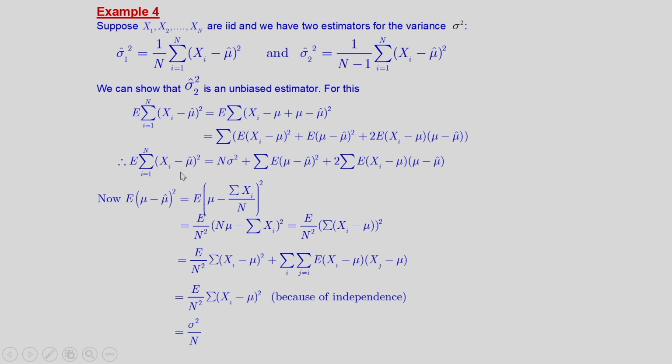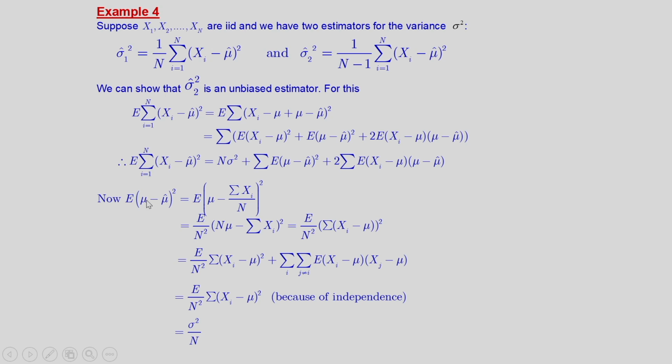So we can write this expectation is equal to, first term will be n sigma square, second term will be summation of this quantity E of (mu minus mu hat) whole square, and third term will be summation of this quantity E of (xi minus mu) into (mu minus mu hat). So let us see what this term is equal to.